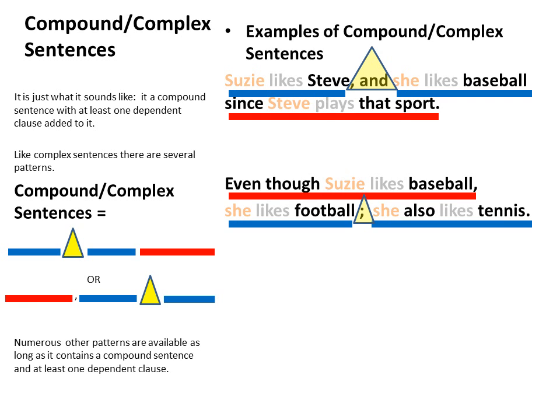The last sentence pattern that we have is called compound complex, and it is just what it sounds like. It's a compound sentence with at least one dependent clause added to it. Like complex sentences, there are several patterns. Only two are represented on this presentation, but there are more. As long as a sentence has a compound sentence with at least one, and maybe more, dependent clauses somewhere in it, you have a compound complex sentence. Take a few minutes and look at the two examples given on this side of the slide.